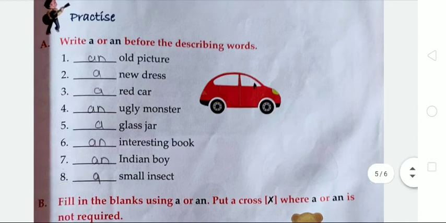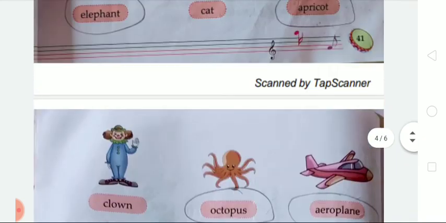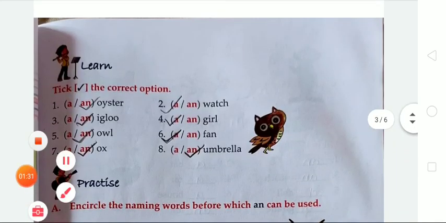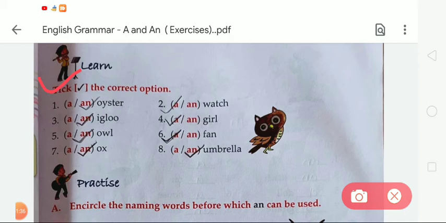But before starting these exercises, one more time we're going to recheck the previous exercises. In this exercise, take the correct option, we have to take the correct option according to the uses of A or An. Okay, so in number 1 there is a or An oyster. What will be used with oyster? We have to use An with oyster because the word begins with the vowel letter O. We all know there are 5 vowels in the alphabet, that are A, E, I, O, U. So we have to use An with the oyster.